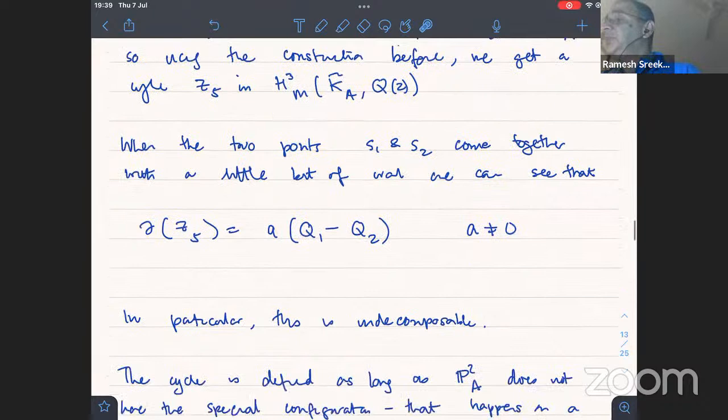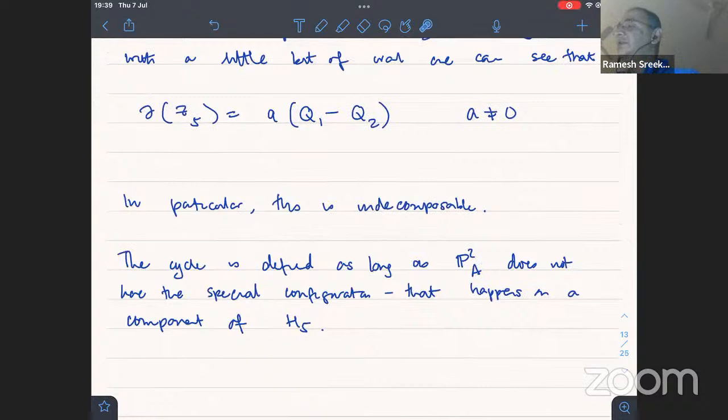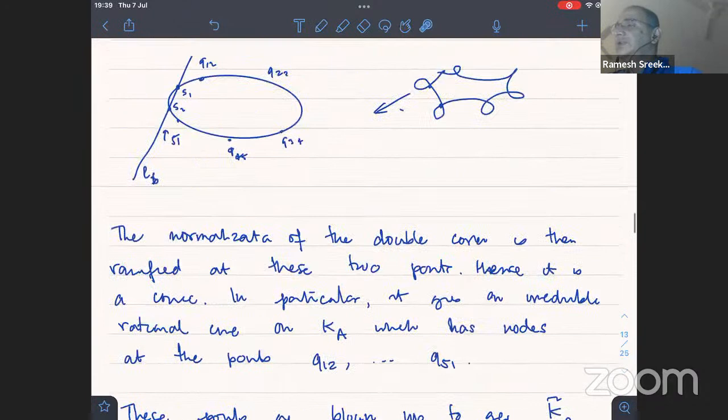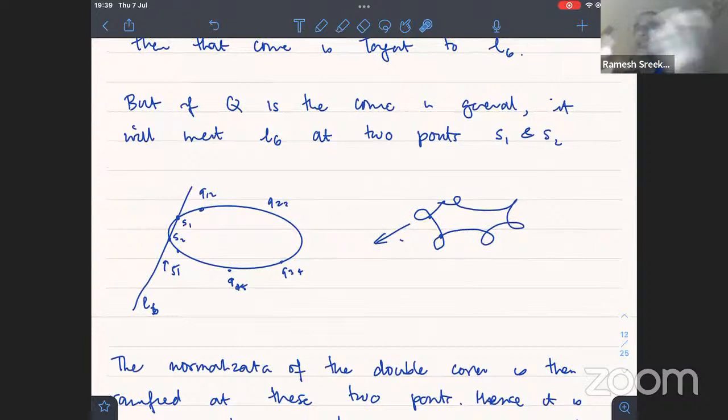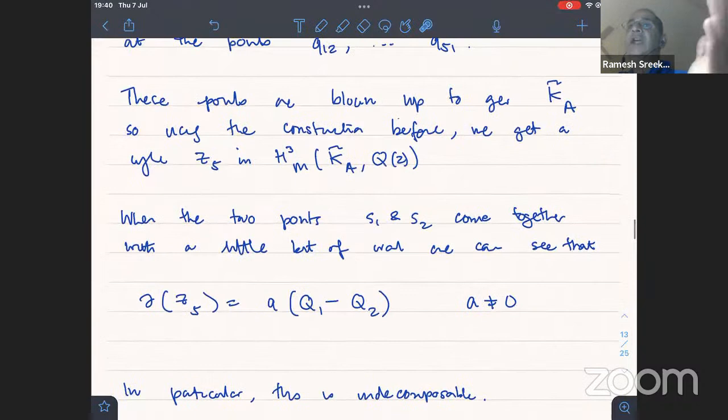So in particular, this says that this cycle is indecomposable. And this cycle, the way we have defined it, is defined as long as P2A doesn't have that special configuration. When does that special configuration happen? Well, when the two points become tangent to L6, and that happens on a component of H5. In fact, we have chosen Q1,2, Q2,3, Q3,4, Q4,5, Q5,1. You can choose any five points, and then there'll be a sixth line. Basically there are six components of H5, corresponding to the six lines, and you'll have six different cycles corresponding to each component.